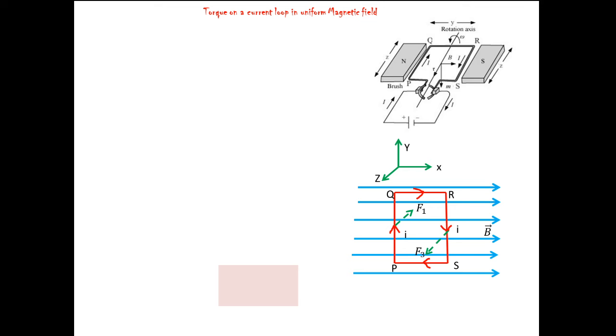PQRS is placed in a magnetic field, carrying current I. Now the force on arm PQ is I PQ, that is the length of this arm, cross B.